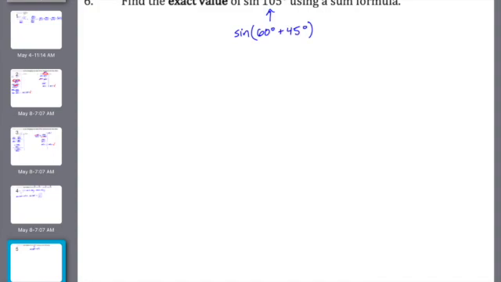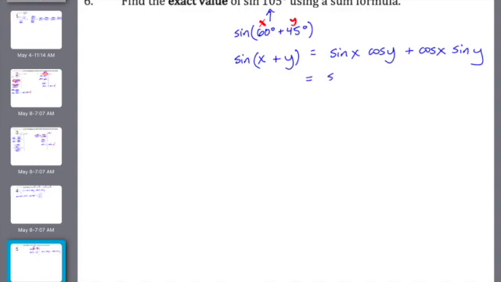Again, you don't have to write this formula down, but this is where I'm getting this. Sine of x plus y is equal to sine x cosine y plus cosine x sine y. So we're just going to replace the x's with 60 degrees and the y's with 45 degrees. Here's what that turns into: sine of 60 degrees times the cosine of 45 degrees plus the cosine of 60 degrees times the sine of 45 degrees.